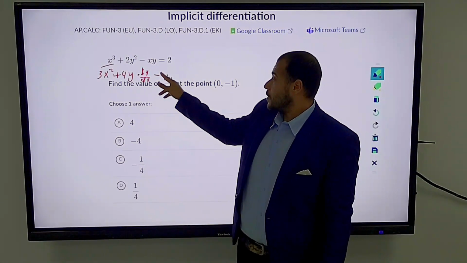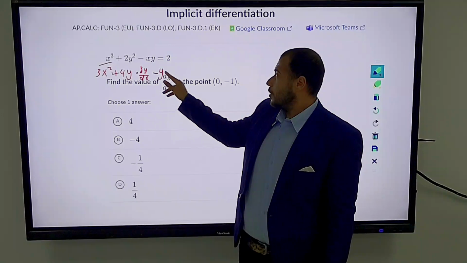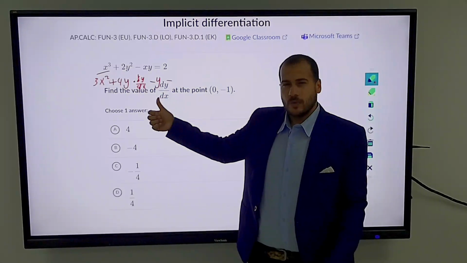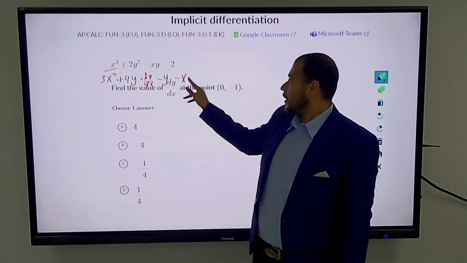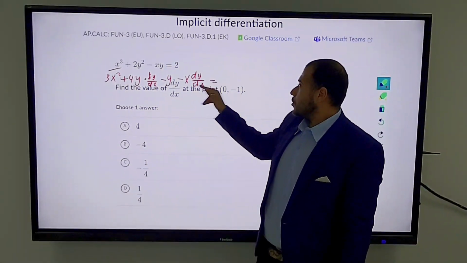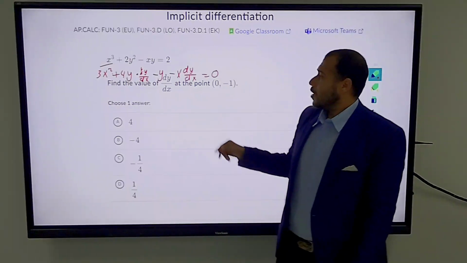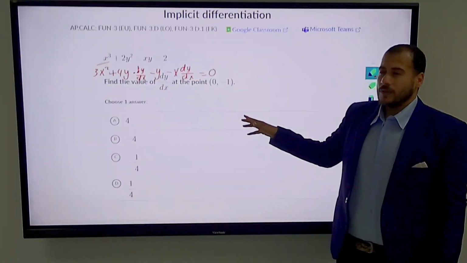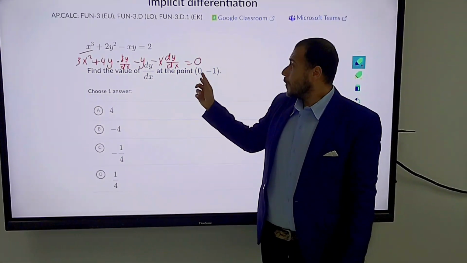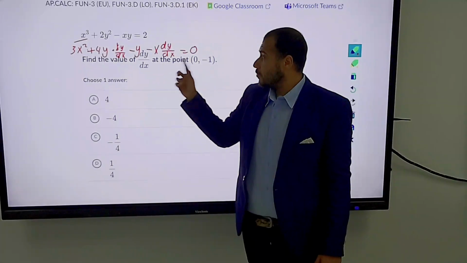The derivative of x is 1 multiplied by y, plus negative, the derivative of y is dy/dx multiplied by x, so it will be x dy/dx, equal to the derivative of 2, which is 0. When I ask you to substitute with the point, it's better to substitute right now so that you can simplify. Plug in 0 for x and negative 1 for y.